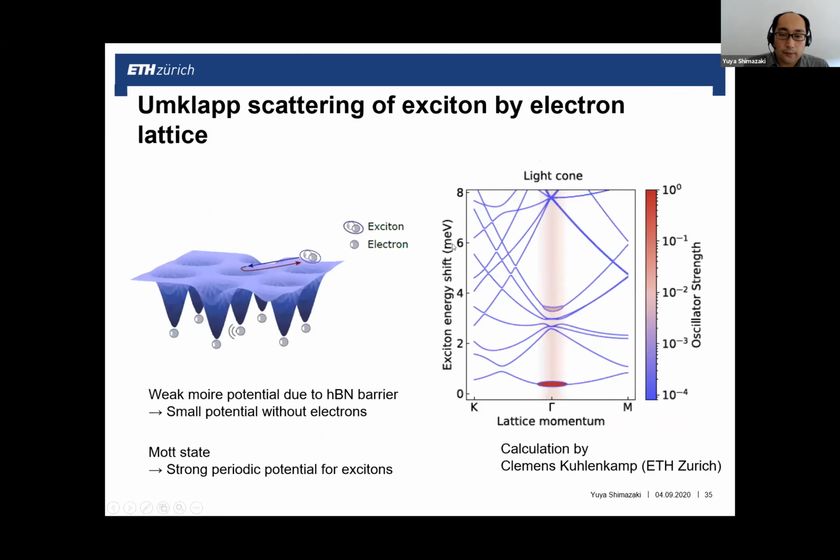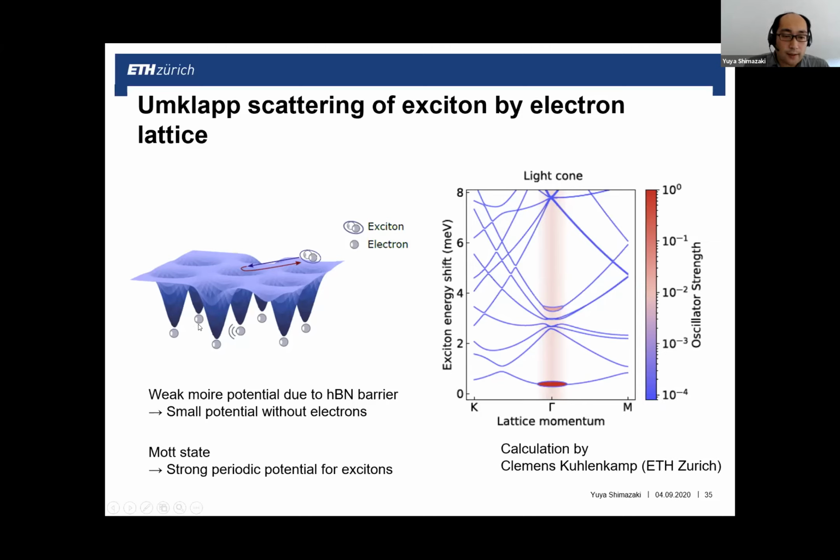From these experiments, we reported that the system is getting into an incompressible state, and the charge transfer happens suddenly. However, we didn't provide evidence of the crystallization of the electron lattice. So here we have an idea to detect this crystallization of the electron lattice.